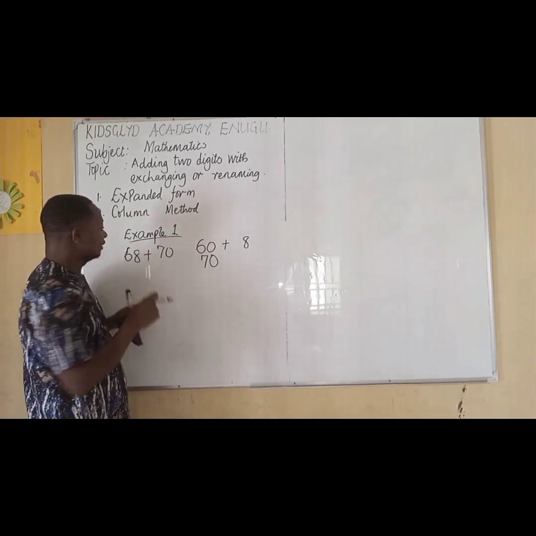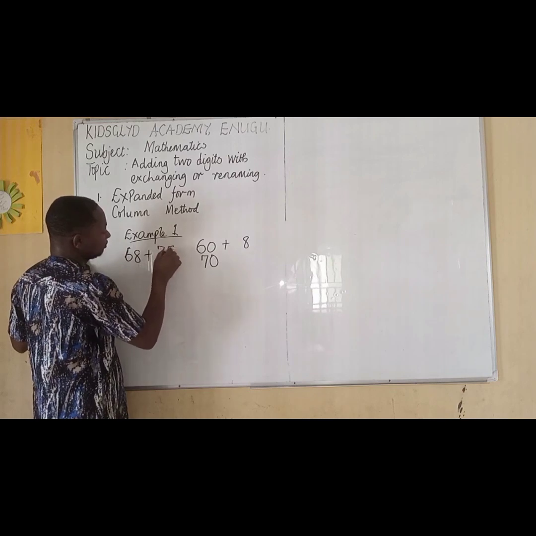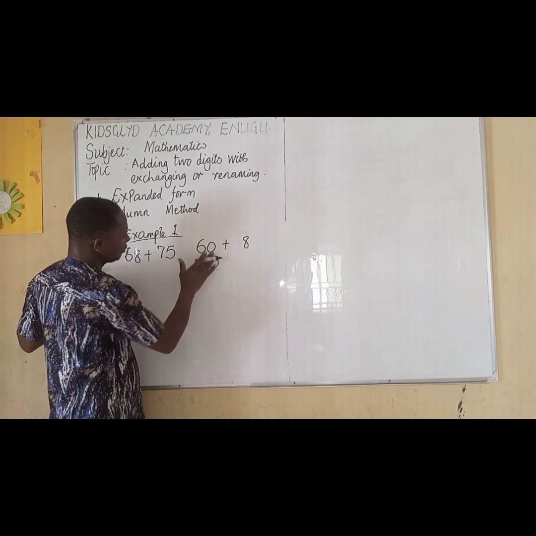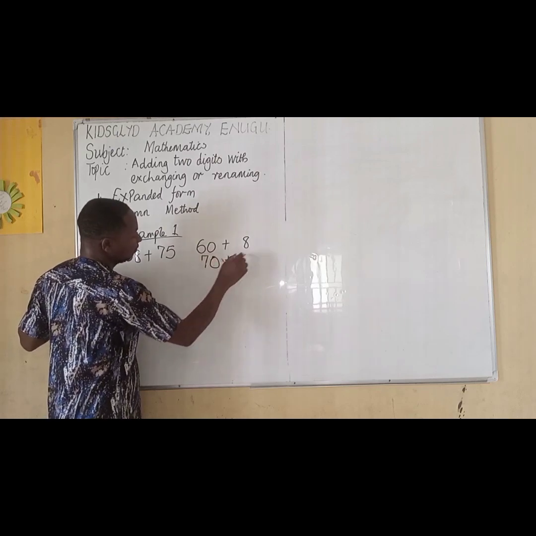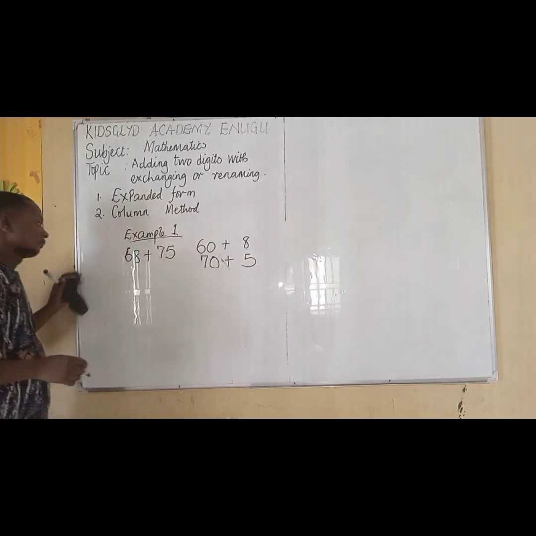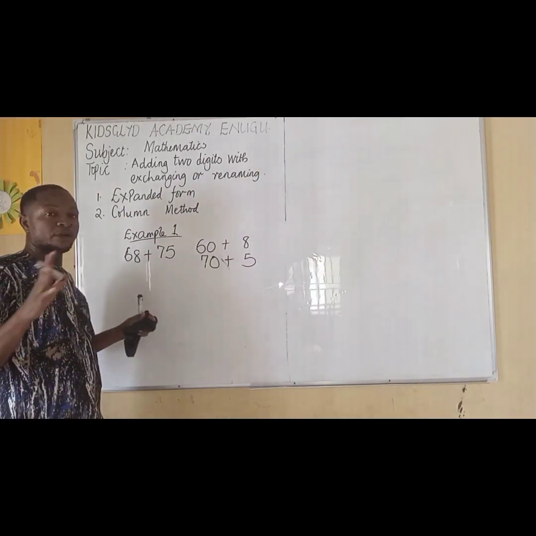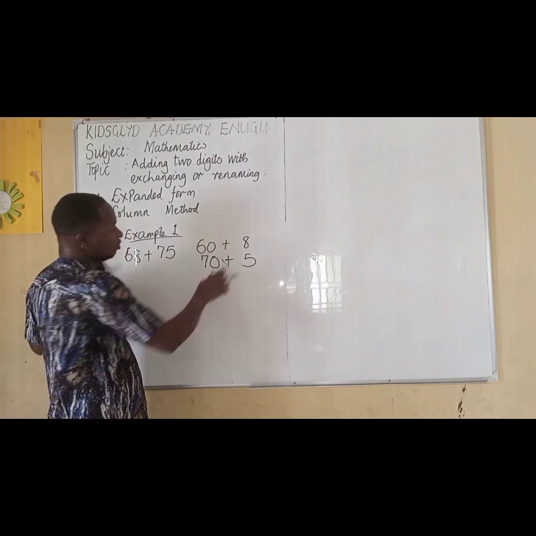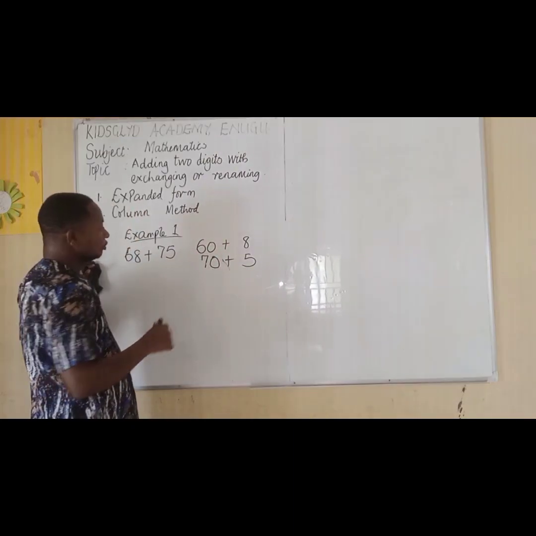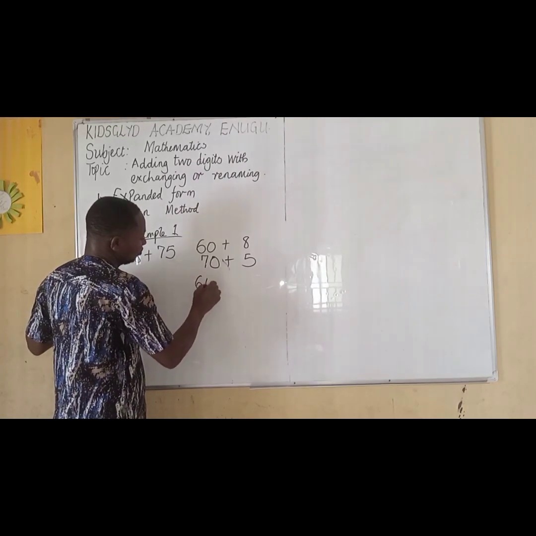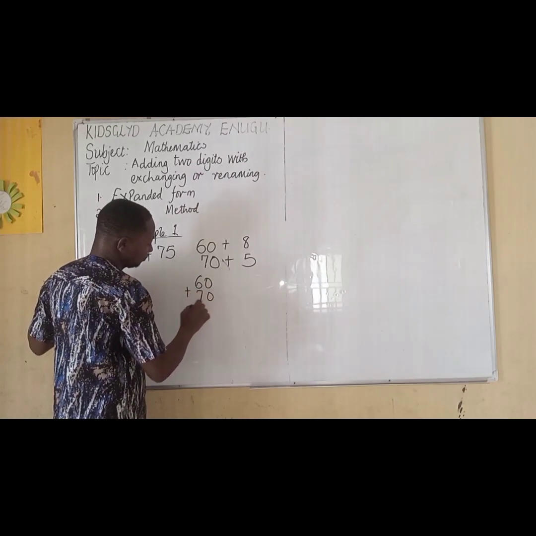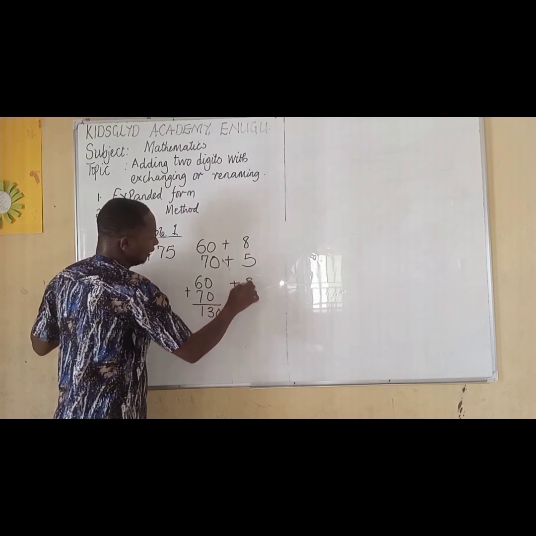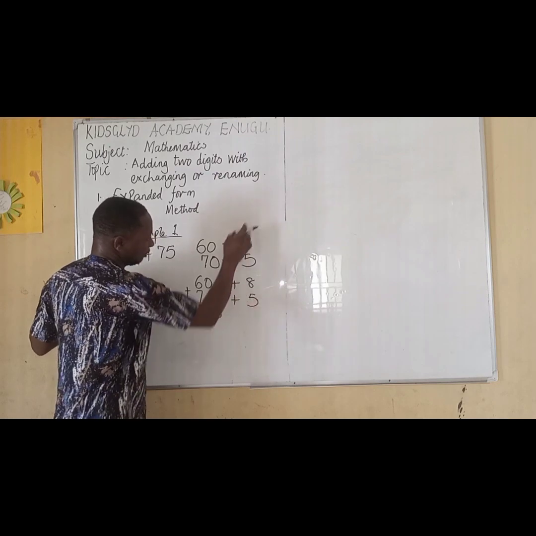Or I think it's better, let's change this one to 75. Yeah, this one to 75. Then this 75, you write here 70 plus 5. It will give us the same answer. But we're using a different pattern now. Now, these ones are in tens, while these ones are in units. So 60 plus 70 will give us 130, plus 8 and plus 5 as they are here.